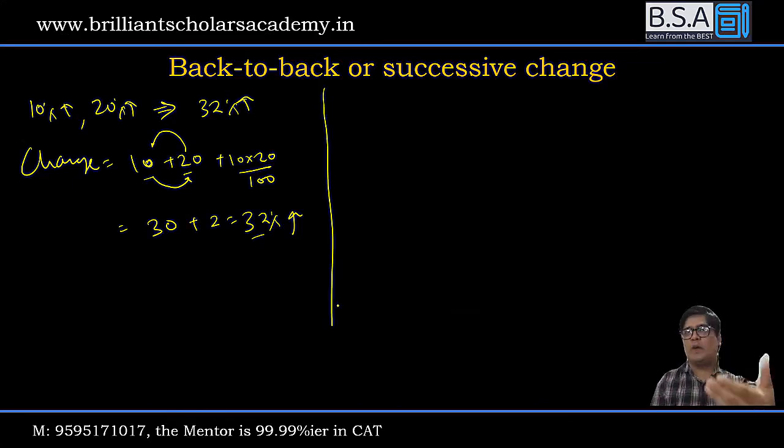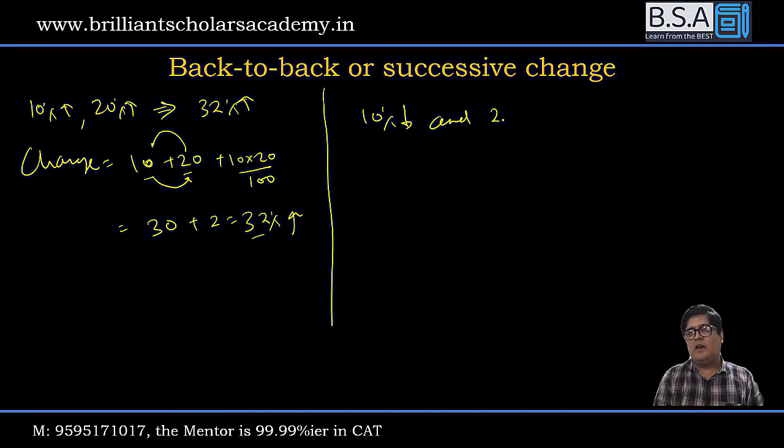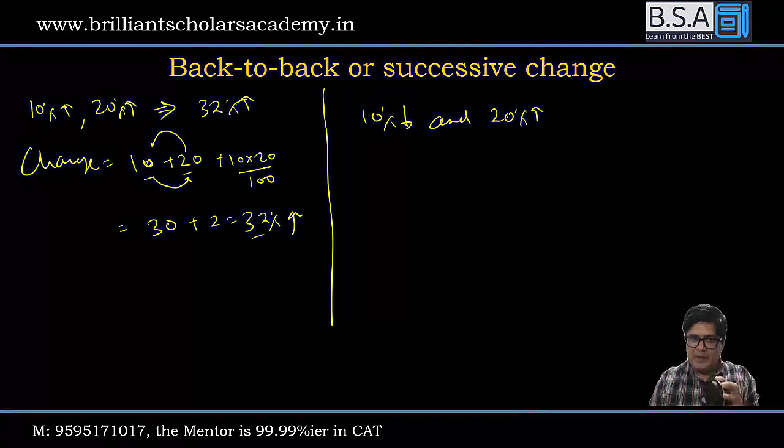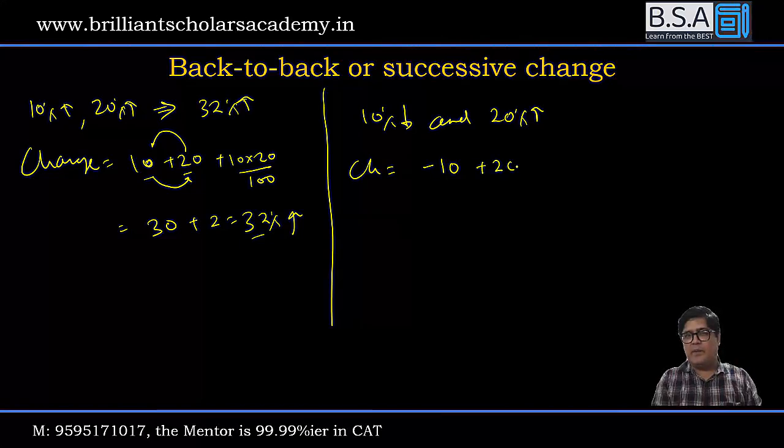What if in some question you have 10% decrease and 20% increase? ऐसा क्वेश्चन आ गया. A shopkeeper decreases price of this product by 10%, then increases the price by 20%. What is the overall change in the price? So because it is negative, downward, decrease, your job is to put a minus sign there. Decrease, you should put minus sign. Increase, positive sign.